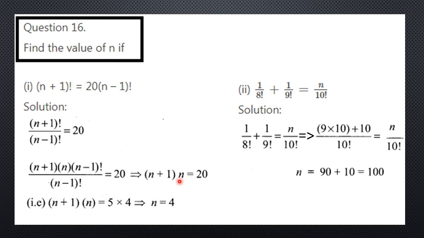Actually these are consecutive numbers, n and n plus 1. So 4 into 5, it is 20. So n equal to 4, n plus 1 equal to 5. So always n equal to 4.